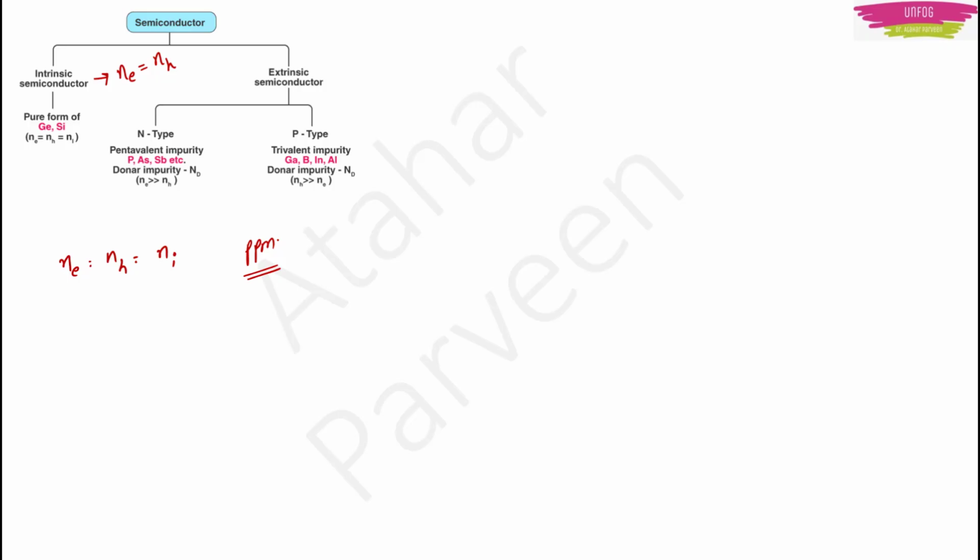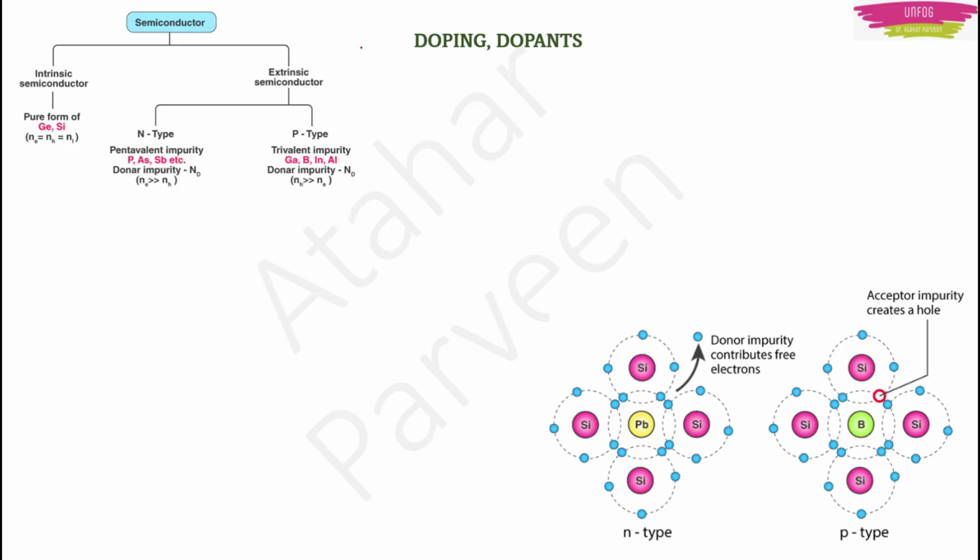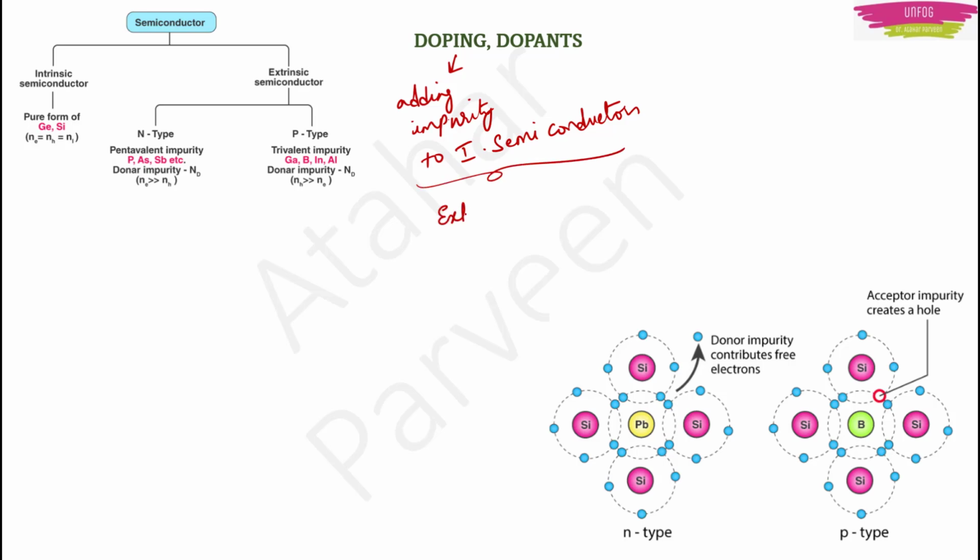Now after adding that impurity, whatever we achieve from that intrinsic semiconductor is known as an extrinsic semiconductor. Okay, and the process of adding this impurity to an intrinsic semiconductor is called doping. And those impurities which are added are called dopants. You can say that doping means adding impurity to intrinsic semiconductors. The result of this is extrinsic semiconductors.